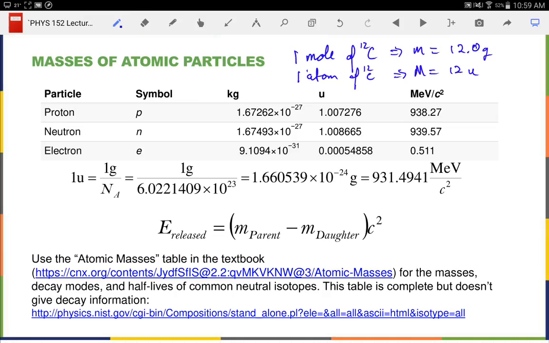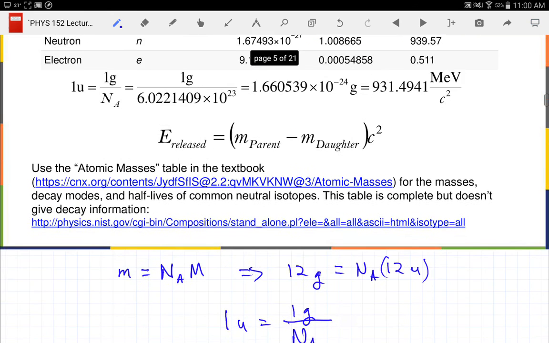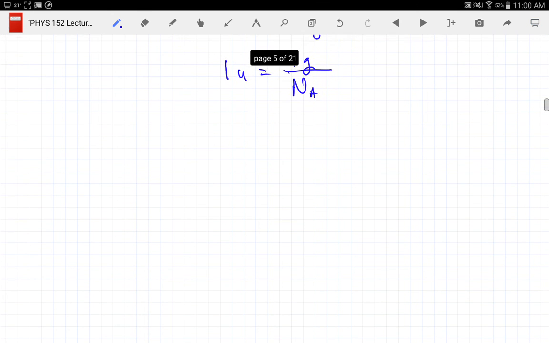But you know what? Since we're using Einstein's E equals mc squared, it's really convenient to, instead of using kilograms or grams, use units of mega electron volts divided by c squared. So that's what we generally do. We simply take the atomic mass units, convert them to MeV per c squared, multiply by c squared, and the c squareds cancel, and we have the energy. So that's what we're going to do here.